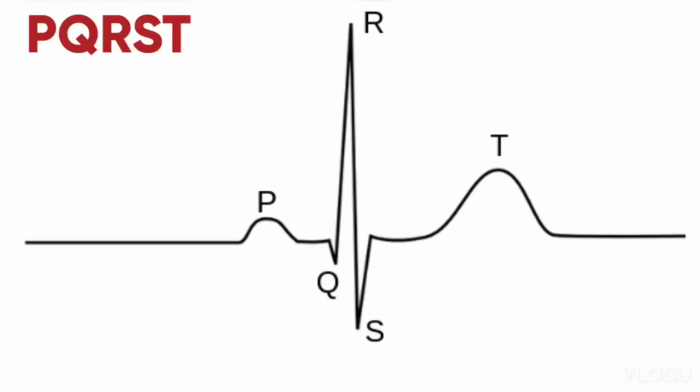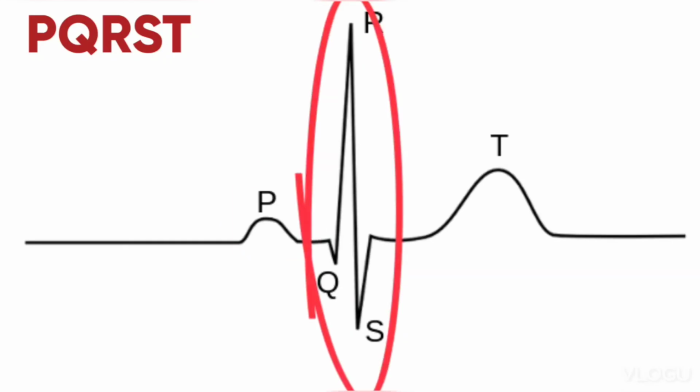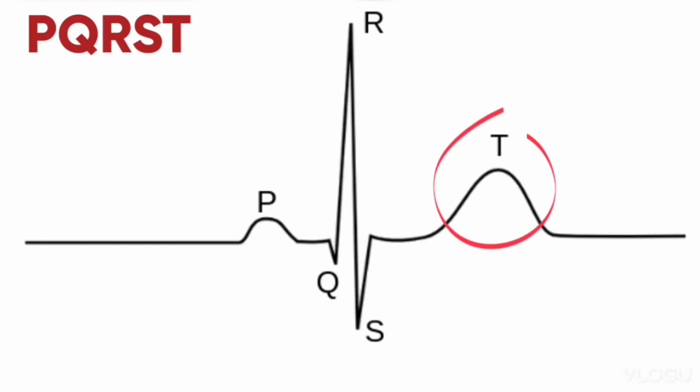So let's start with the PQRST. Here we have a small bump right here called the P wave, followed by the tall structure right here called the QRS complex, and lastly the last bump after the QRS complex will be the T wave. Let's discuss them one by one.